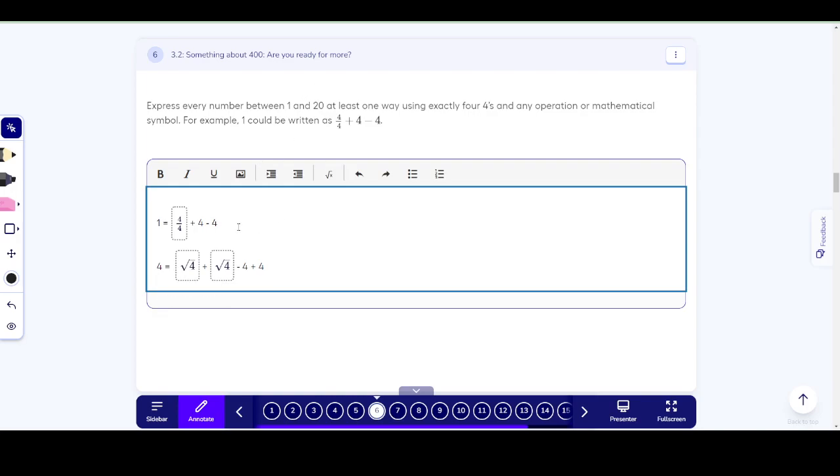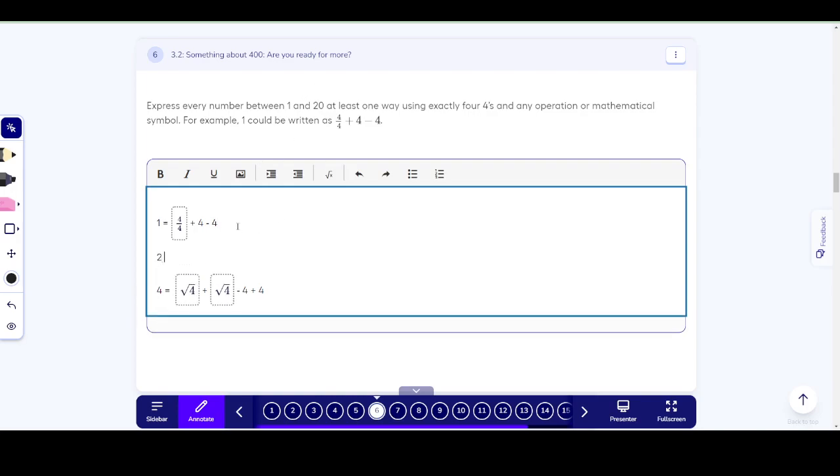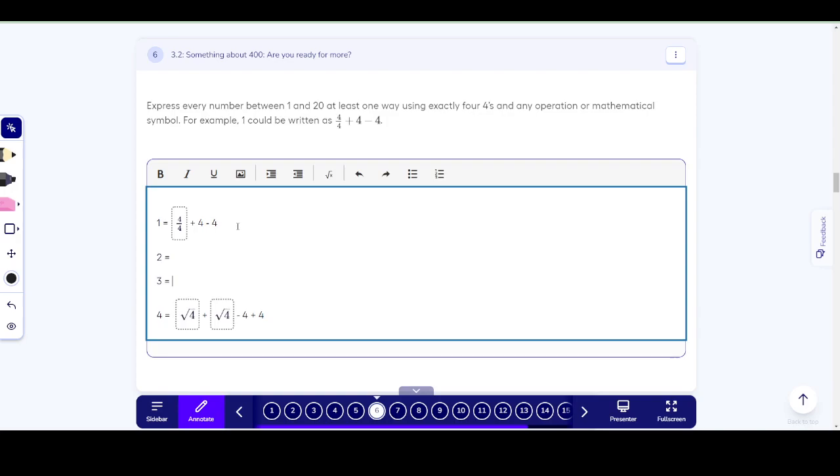So you have to go through 1 through 20. I did 1 and 4. You have to do 2, you have to do 3, and figure out how you're going to get there. How you're going to get 2, how you're going to get 3, how you're going to get 4. All right, I'm going to let you do that. This will be for your homework.